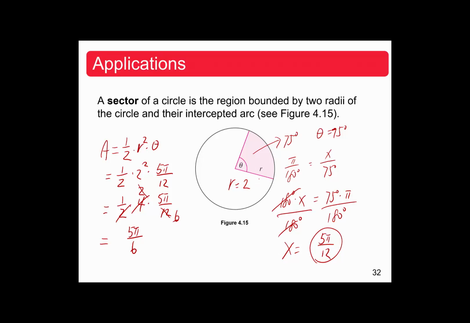So if this is 2 inches, the area of the sector here must be in square inches. So 5 pi over 6 square inches. Okay, so that's how you find the area of the sector.